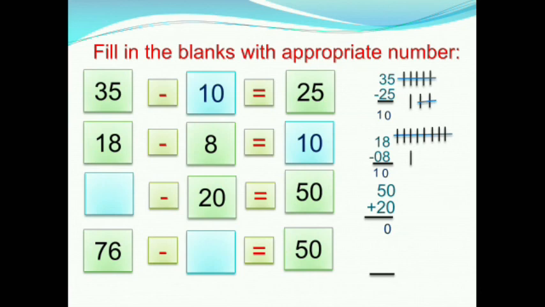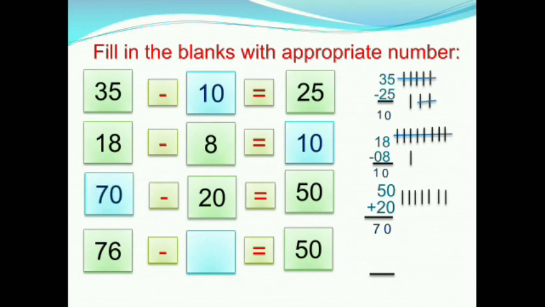First number is 5. So, we will draw 5 lines. Next number is 2. So, we will draw 2 more lines. Now, how many lines are there? Let us count it. 1, 2, 3, 4, 5, 6, 7. Totally 7 lines are there. So, we will write 7 in tens place. Therefore, 50 plus 20 is equal to 70. So, the missing number is 70.